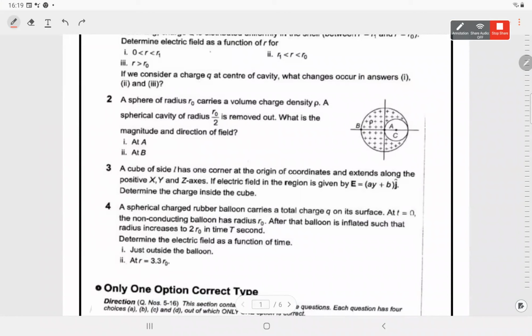Yes, second question. A sphere of radius r naught carries a volume charge density rho. A spherical cavity of radius r naught is removed out. What is the direction and magnitude of electric field at point A and at point B?